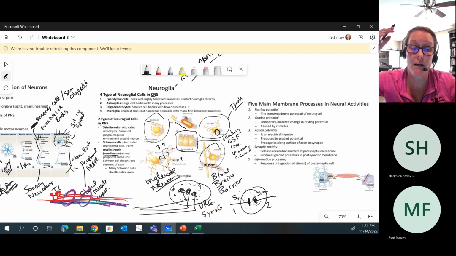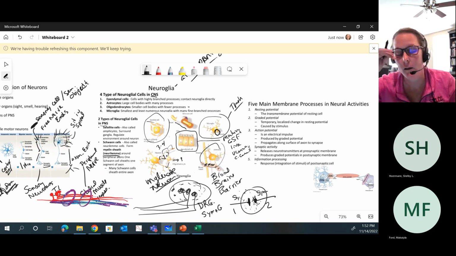If you wanted the axon to be myelinated in the central nervous system, so the brain or the spinal cord, and you have these 4 different little spots, one oligodendrocyte could potentially myelinate all 4 spots. Okay, now the advantage to that.